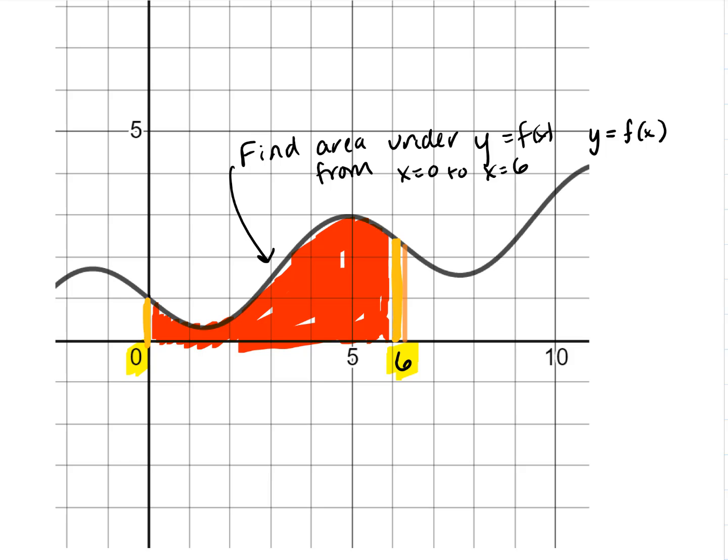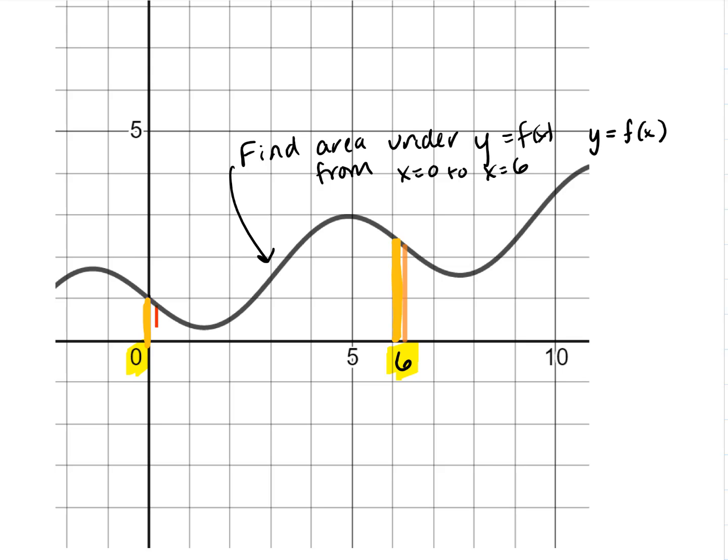Well, there are a few things that we could do. We could estimate the area. That is where we're going to start. We could estimate the area, break it up into something that we do know how to find the area of, because we don't know how to find the area under a curve. This is not a geometric shape that we know how to find the area of. So what we could do is we could say, okay, we don't know how to find the area of this curved area bounded by this curve, but what we could do is break it up into something that we do know how to find the area of.